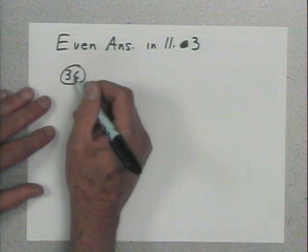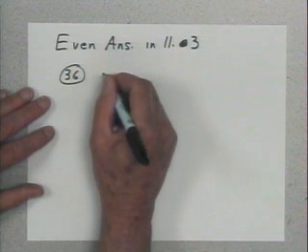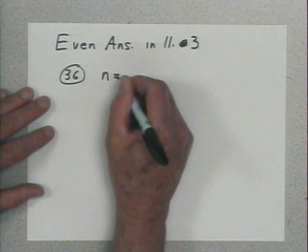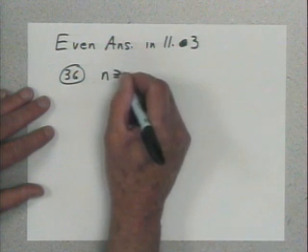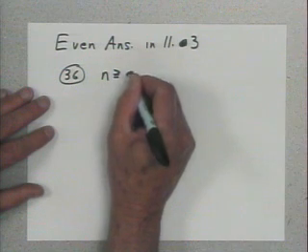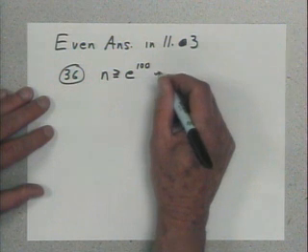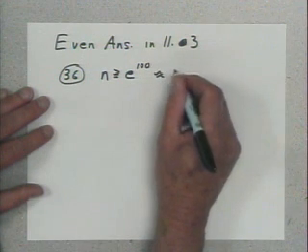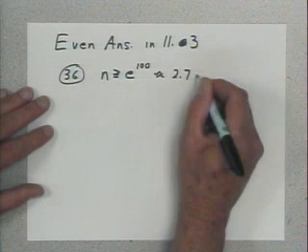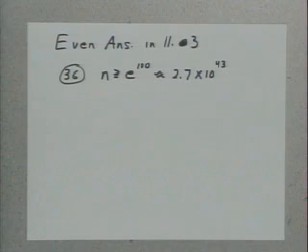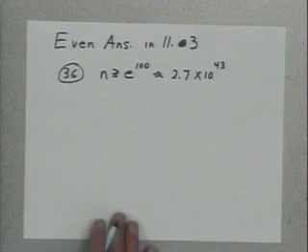And when I worked number 36, I said that n had to be greater than or equal to e to the 100, which is approximately 2.7 times 10 to the 43rd power. That's a lot of terms.